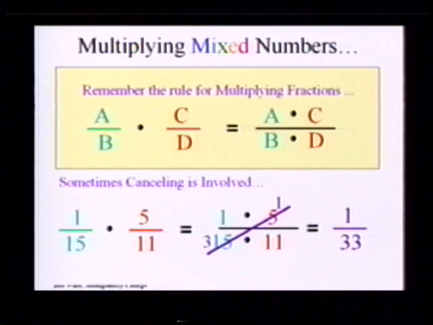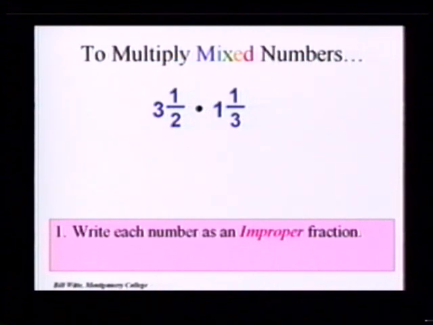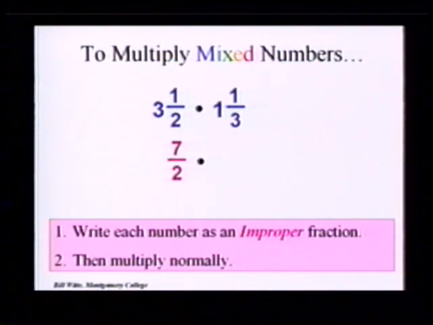So let's take that same rule and use it to multiply mixed numbers. Here we go. Well, I don't know how to multiply these, so I'm going to change them into improper fractions. So let's see, 3½ written as an improper fraction is 7/2. 3 times 2 plus 1 over 2. Okay? 1 1/3 written as an improper fraction, 1 times 3 plus 1 is 4/3. Oh, now we can do it.